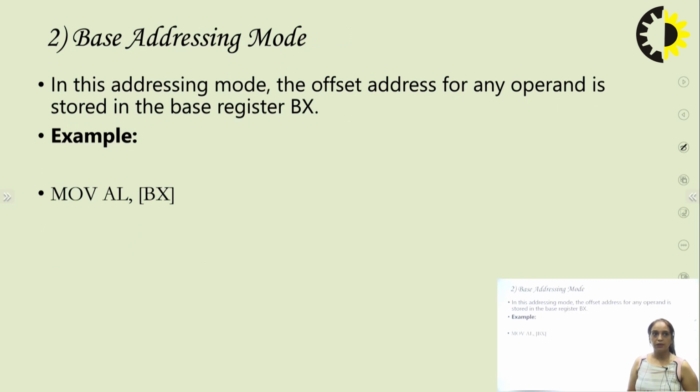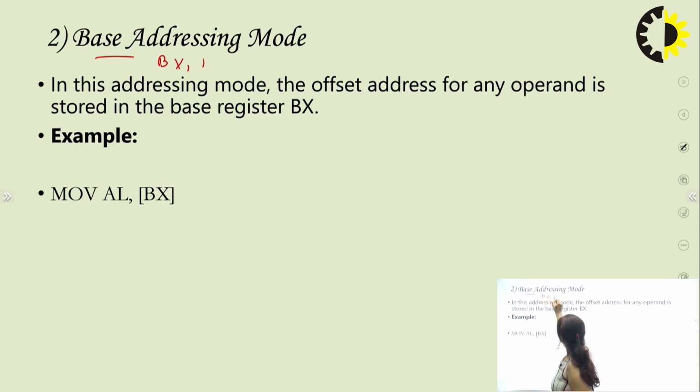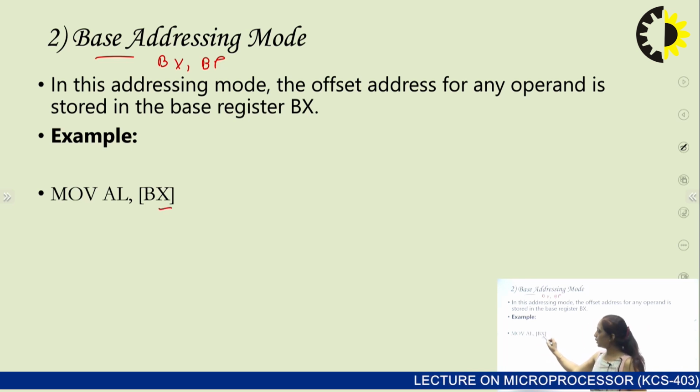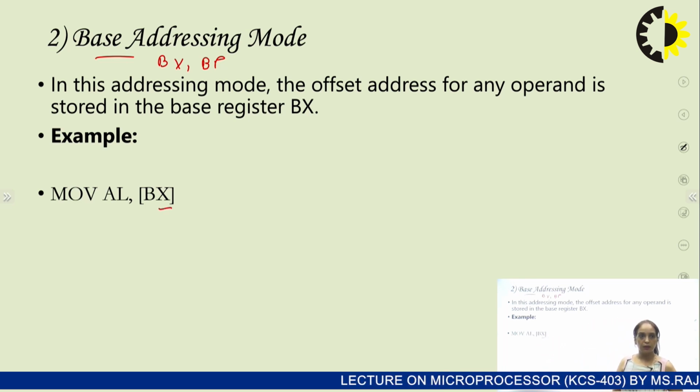Then we have base addressing mode. As the name suggests, it will use either BX or BP, the base pointer, as an offset address. So MOV AL, [BX]: whatever data is present at the address in the BX register will be copied to AL, a byte will be copied to AL, right?